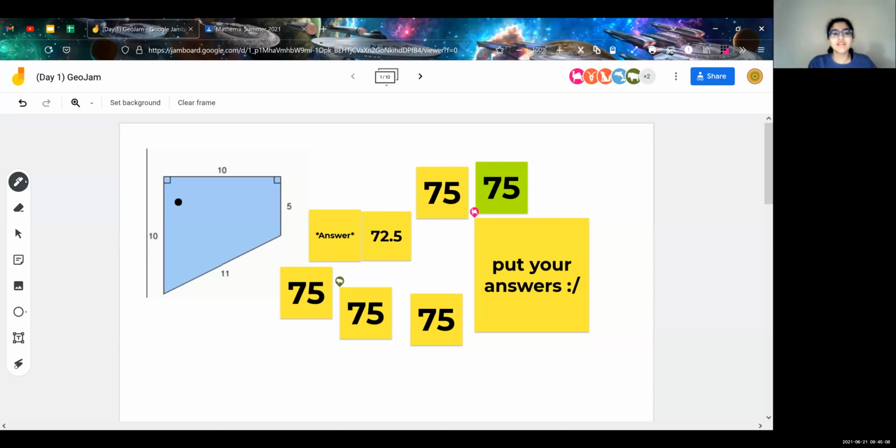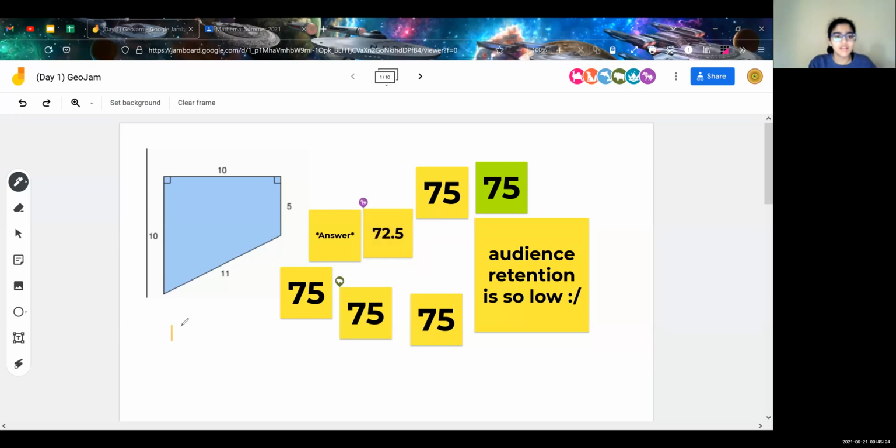But yeah, so basically, you find the average of the bases, which is 10 plus 5, which is 15. Okay, that is not going to work, so I shall use this. So you find the average of the bases. You're going to have to look at my screen because I'm annotating on my screen, not on the Jamboard.